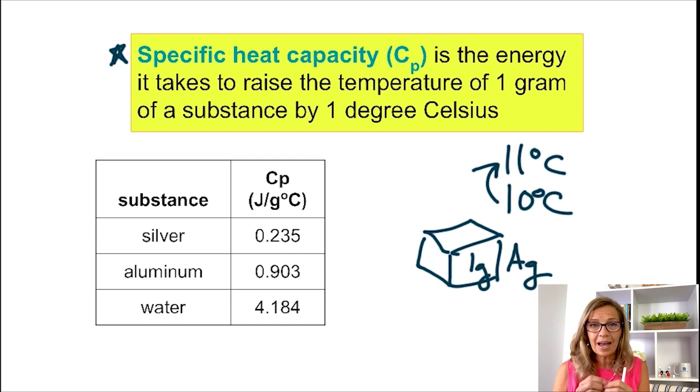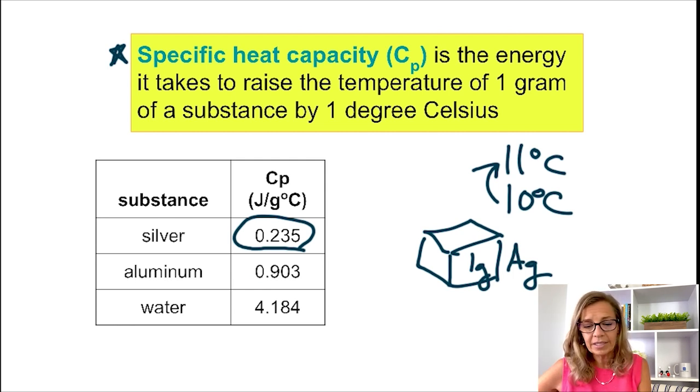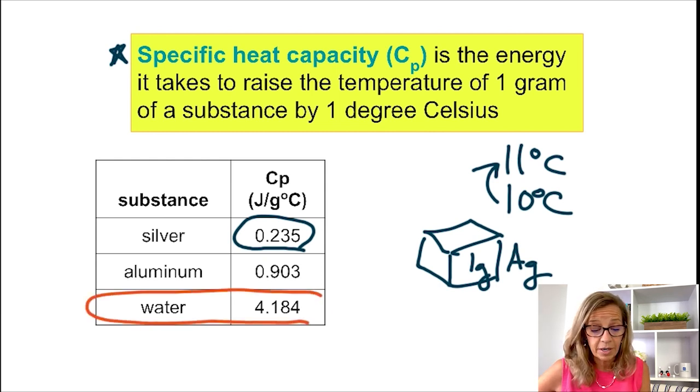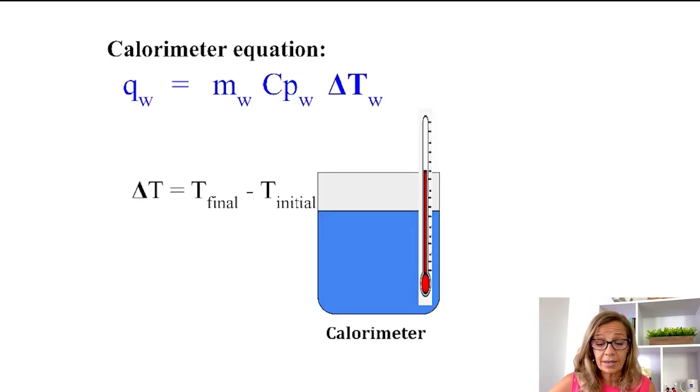Okay, I want to heat up this tiny little amount of silver by 1 degree. How much energy do I have to put in? Well, that is the answer right there, the specific heat capacity. And on this little table, there are obviously specific heat capacities for lots of substances, but I have a few here. Water has a particularly high one. Let's use that in a problem.